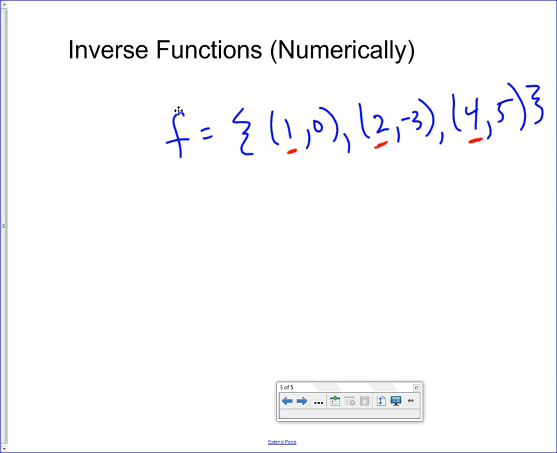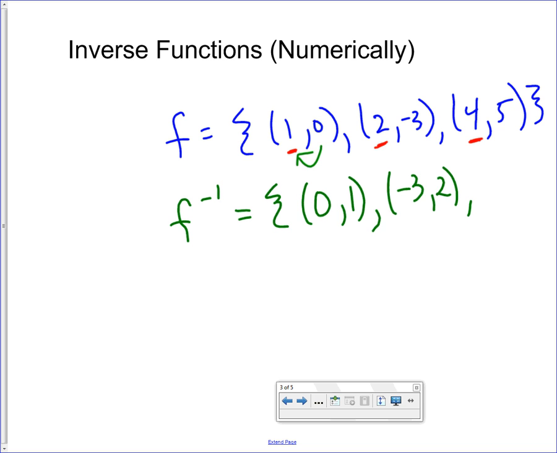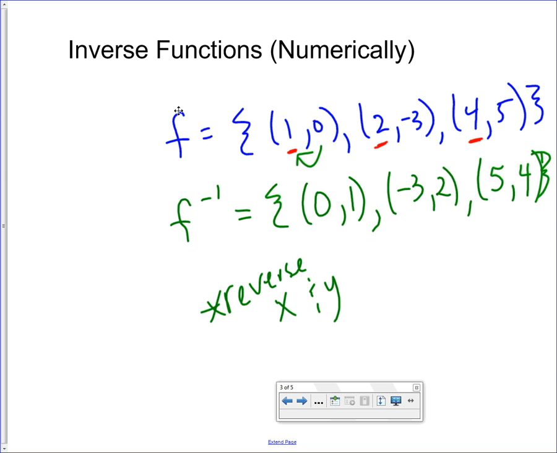What the inverse is going to do, it's going to reverse my input and output. So my first point will be 0, 1. My second point will be -3, 2. And my last point will be 5, 4. So all you're doing is you are reversing x and y, because they switch. Instead of going from x to y, you're going backwards. You're going from y to x.